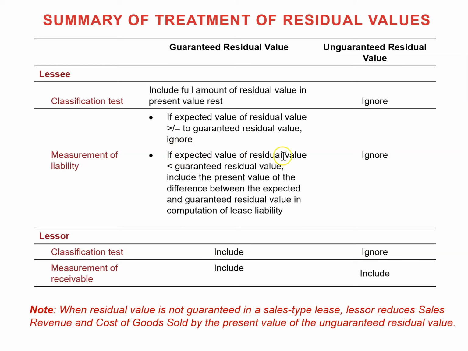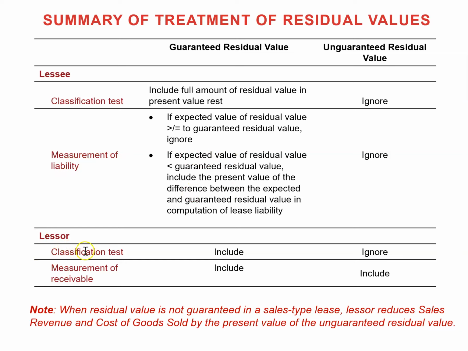If the expected value of residual value is less than the guaranteed residual value, then we will take the difference, and we will take the present value of the difference and consider those in the computation of lease liabilities. And unguaranteed residual value we don't include. The lessee does not include it.